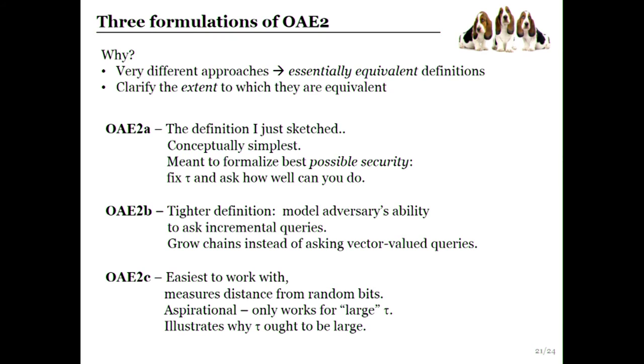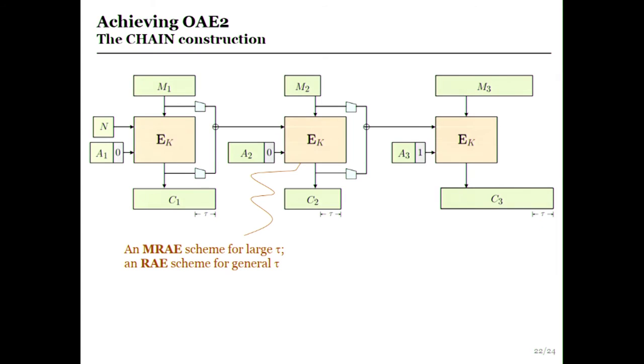In between these two is, again, this stronger notion where we capture more directly the adversary's ability to grow the plaintext incrementally, to ask a message M1, get the corresponding ciphertext C1, and to use it in the formation of the next chunk, M2, and so on. Here is a scheme that achieves the definition that I've just described.